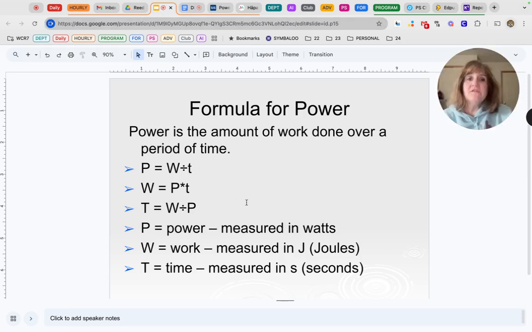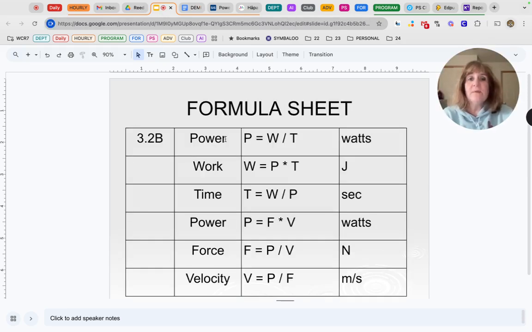On your formula sheet, you need to write down the equations for power, work, and time. But remember, power is also a force that can change velocity. So power is also force times velocity. Force and velocity have their own rewrite equations. Be sure you get all of this listed on your formula sheet.